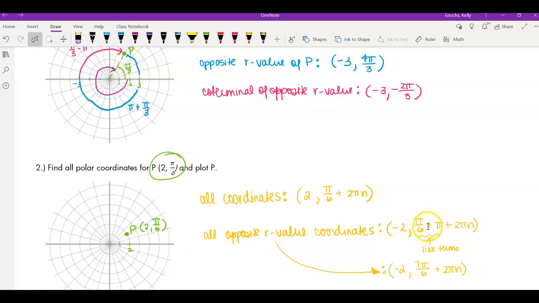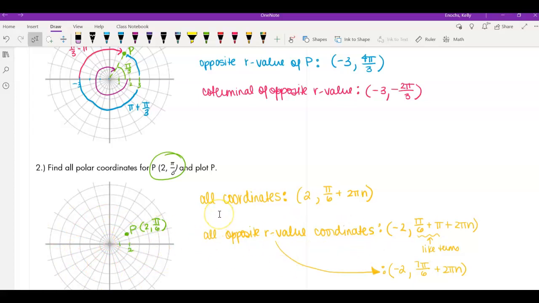You want to simplify this, though, because you have your pi over 6 and your pi. Those are like terms. Notice neither one of them has an n like this one does. So I'm going to add 1 pi over 6 and 6 pi over 6, and that's how I got my 7 pi over 6. So 2 comma pi over 6 plus 2 pi n is all coordinate values, and -2 comma 7 pi over 6 plus 2 pi n would be ways to describe all of those green points infinitely many times around the circle.